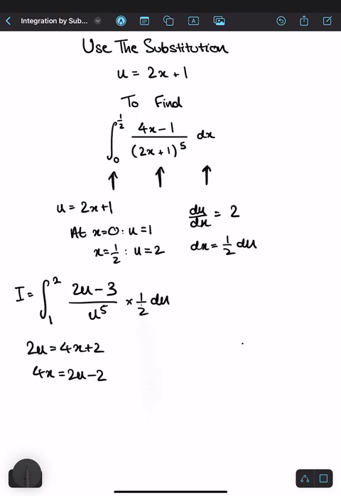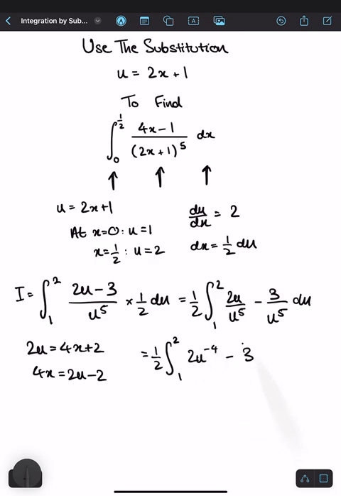Now because the half is a constant, so it doesn't have any u values, we can take it out of the integral and bring it to the front. And we can simplify this integral by splitting it into two separate fractions. So we get a half, with our limits 1 to 2, of 2u over u to the 5 minus 3 over u to the 5 du. Now if we simplify our fractions, we get a half, the integral from 1 to 2, 2u divided by u to the 5 is 2u to the minus 4, minus 3u to the minus 5, du.